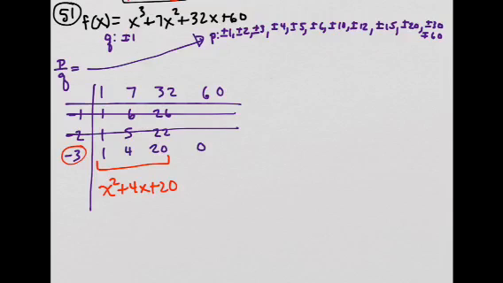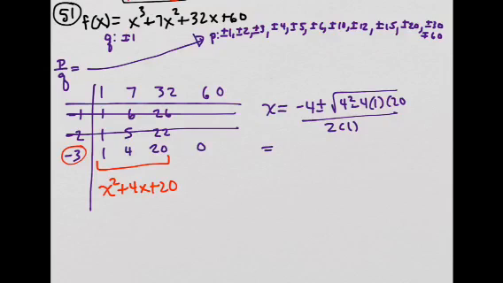So this doesn't factor. I'm going to have to use the quadratic formula. So it's going to be x equals negative b plus or minus the square root of b squared minus 4 times a times c, all over 2 times a. So that's negative 4 plus or minus the square root of 16 minus 80, all over 2, which is negative 4 plus or minus the square root of negative 64, all over 2.